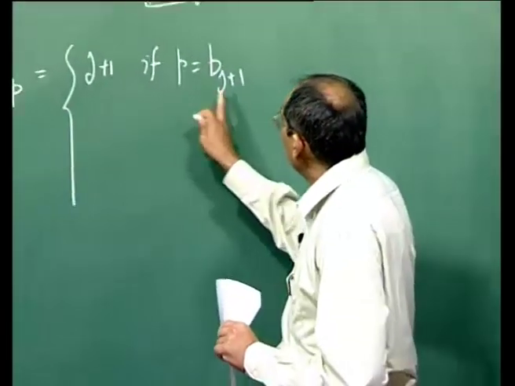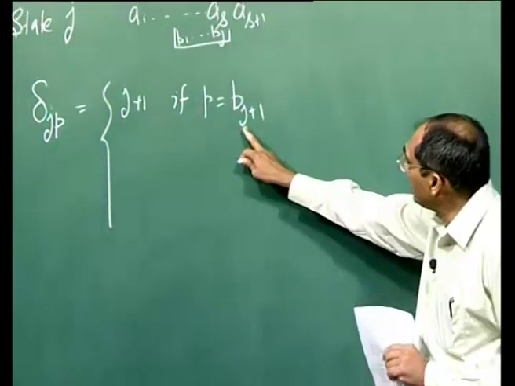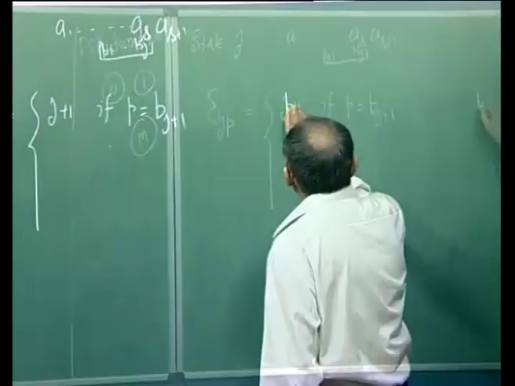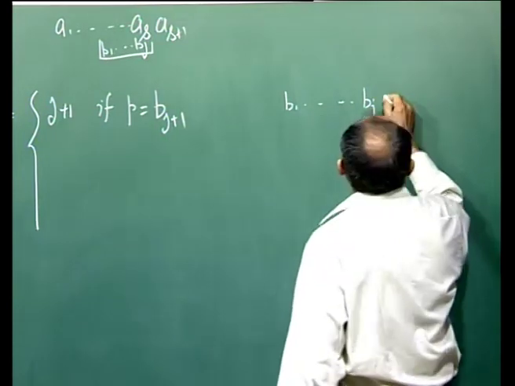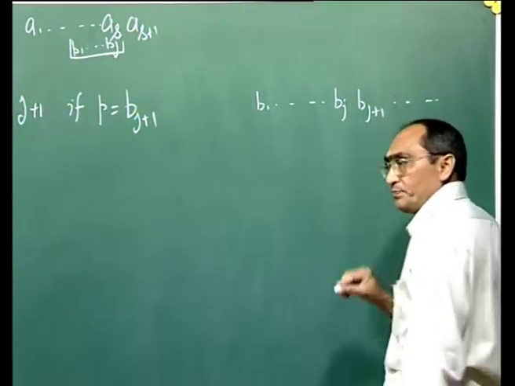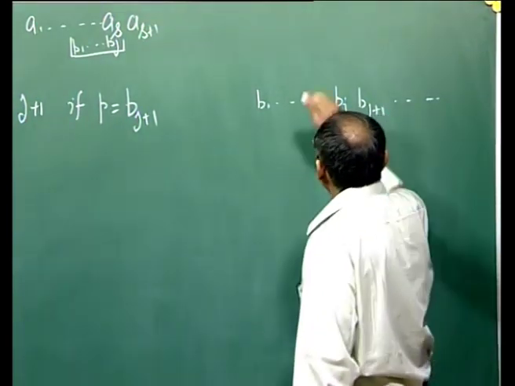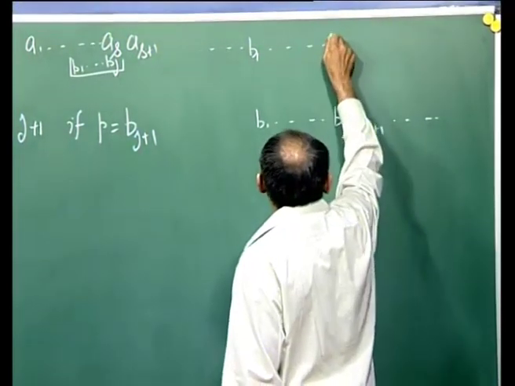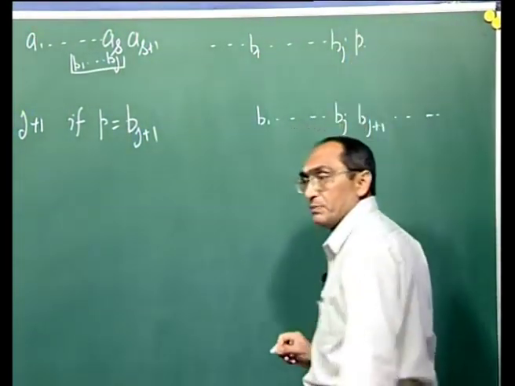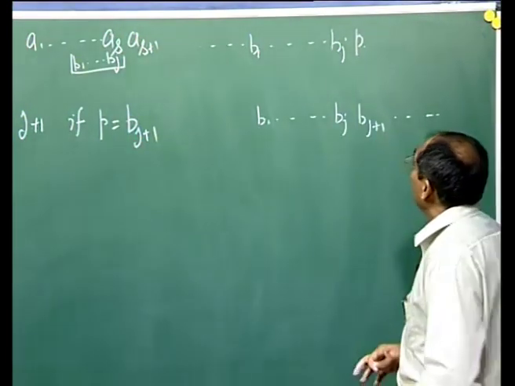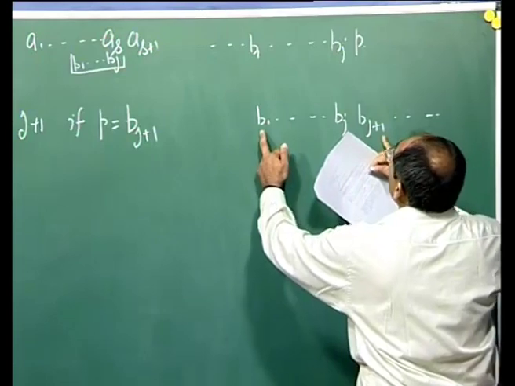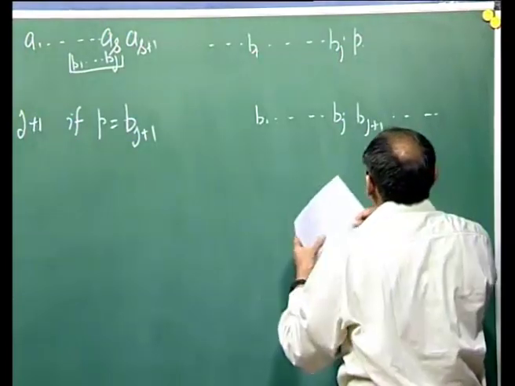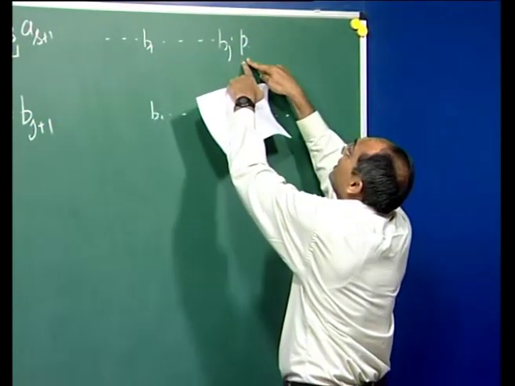Now, in case p does not match with the next symbol, namely bj plus 1. So, we have b1 through bj, bj plus 1 and so on. Currently, in our text string we had symbols equal to b1 through bj followed by p. Now, indeed, I am not going to find this matching. So, there should be a smaller string I should be looking for which matches, terminating at p.